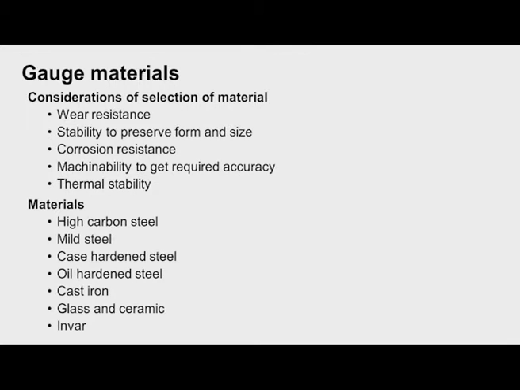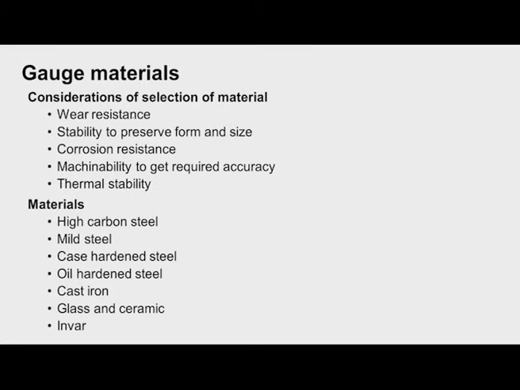Now what are the gauge materials used for manufacture of gauges? Different kinds of materials are used like high carbon steel, and sometimes mild steel is also used, case hardened steel is used, oil hardened steel, cast iron is also used, and sometimes glass and ceramic and Invar are also used. And while selecting these gauge materials, there are some selection criteria, like the material should be wear resistant.